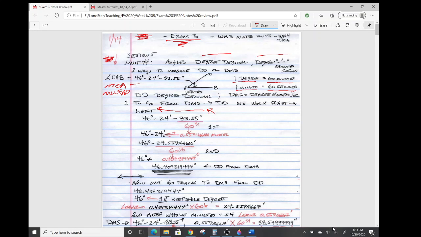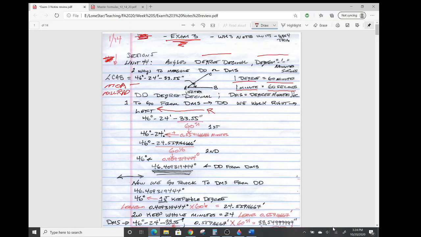You follow along and repeat these steps. Pause the video and do the math on your calculator. It's practice, just like dry fire practice. Now we're going to take this decimal degree, or fractional degree, however you want to call it, and add it to the whole degrees. So we've converted our degrees, minutes, and seconds to decimal degrees, and that answer is 46.409319444 degrees.